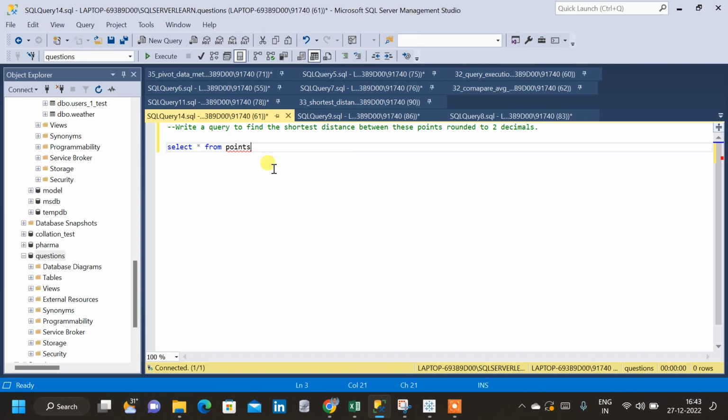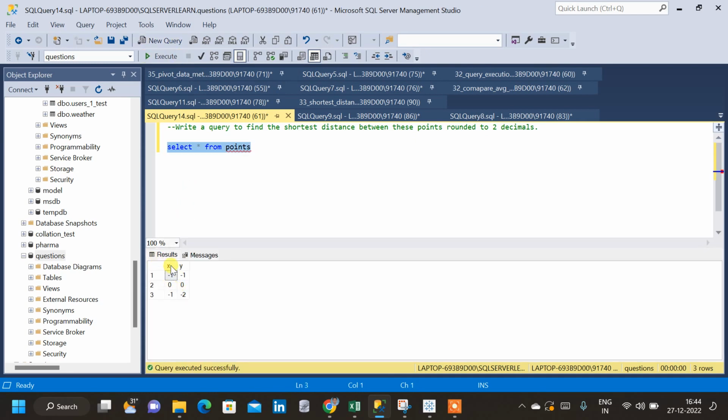In this video, we will see how to find the shortest distance between 2 points on a Cartesian plane. So for that I have created one table called points. Let me query the table. So this is our table which has a column called X and another column called Y. Each of the records is a different Cartesian coordinate. That is, each of these represents a point on the plane.